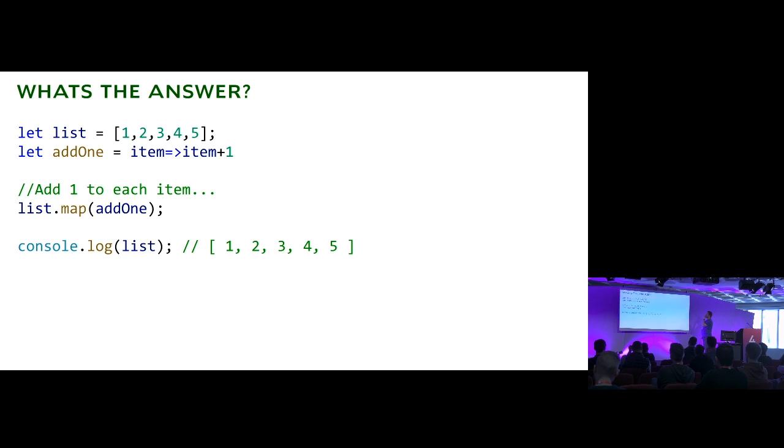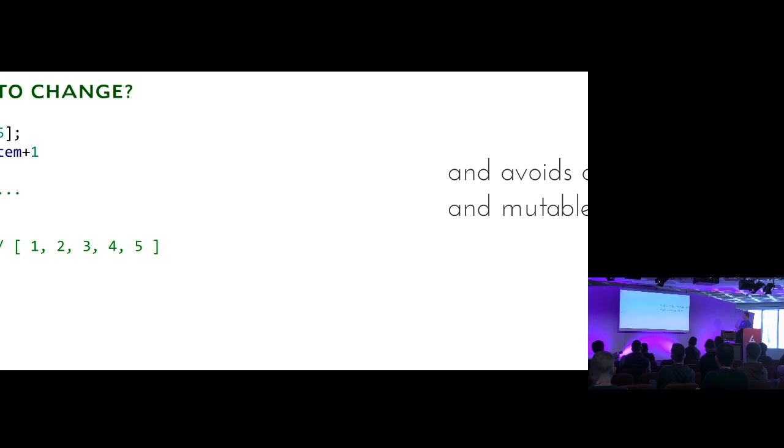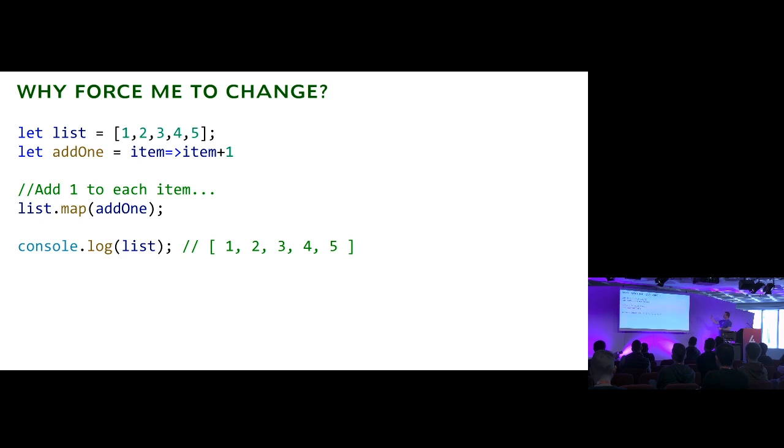But we have another rule in functional programming, which is immutability, right? So avoid changing state in mutable data. So I'm not going to have a function that's going to change the contents of the thing that's happening. Because honestly, why force it? If list.map always changed what was happening in list, what happens if I want list?